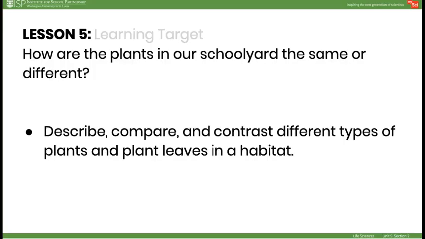By the end of this lesson, students will describe, compare, and contrast different types of plants and plant leaves in a habitat.